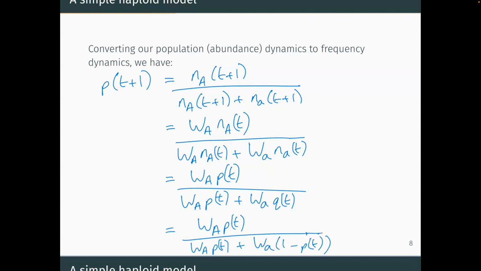Now, obviously, this doesn't have all of the information that we had in our abundance. We've reduced those two equations down to one equation here. If you only care about the frequency dynamics, then this is all that matters. It doesn't tell you how many individuals are in the population because we no longer have that information in this equation. If you wanted all the original information, you would also need an equation describing, say, the change in the total abundance of individuals in the population. But we're not going to care about that, so that doesn't really matter.